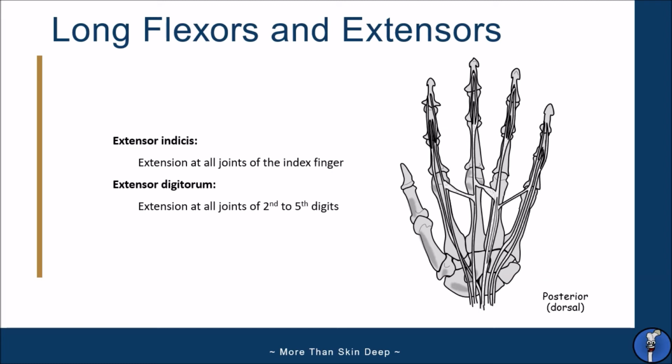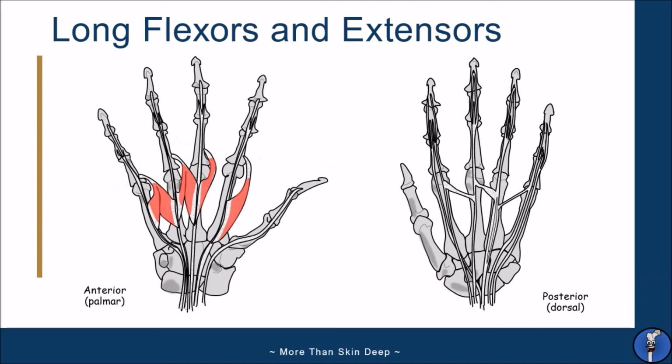It originates in the forearm and produces 4 tendons which insert into the dorsal surfaces of the middle and distal phalanges. The tendons are interconnected in the hand and act to extend the fingers at all of their joints. Here we can see the anterior and posterior views side by side.